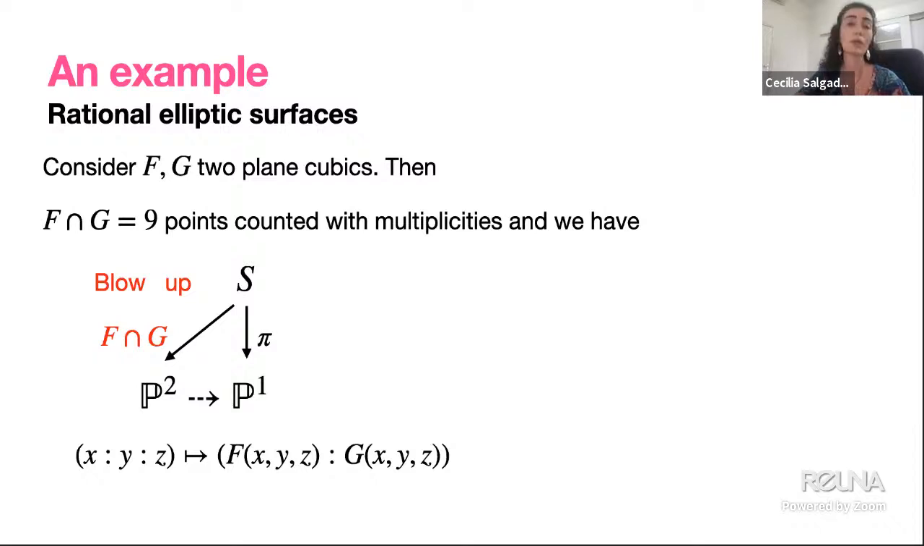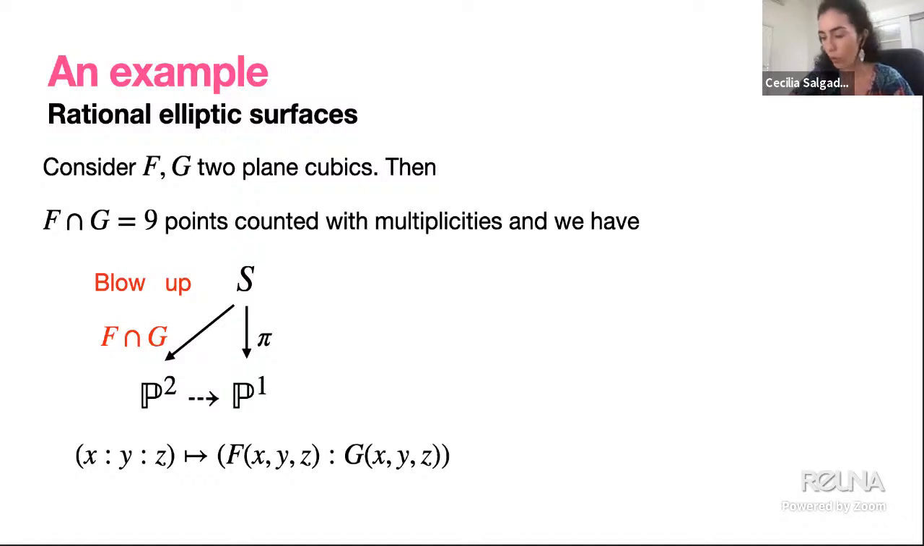For those surfaces, but some things can happen, and this can have Mordell-Weil group of rank 0 as well, depending on how this F and G meet. And the nice thing that I have to share with you is that at least over an algebraically closed field, all rational surfaces with an elliptic fibration with section look like that. So they are given as the blow up of this locus of two cubics meeting. Okay, so they are all like that. And maybe it's a good thing to keep in mind for the rest of the talk, because these surfaces are going to come back to you.